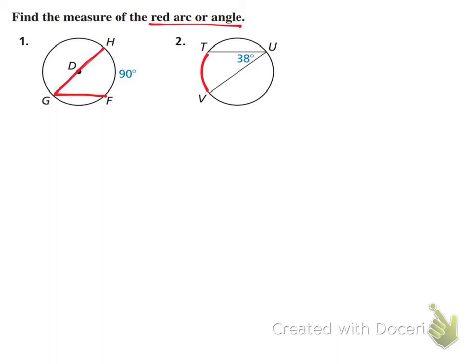So in number 1, are we finding an arc or an angle? An angle. What is the name, as in letters, of its intercepted arc? The name of it is HF. So if its intercepted arc is 90, we know the angle is half the arc, and the arc is double the angle. So what am I going to do to 90 to find angle G? Divide by 2. So 90 divided by 2 is 45.